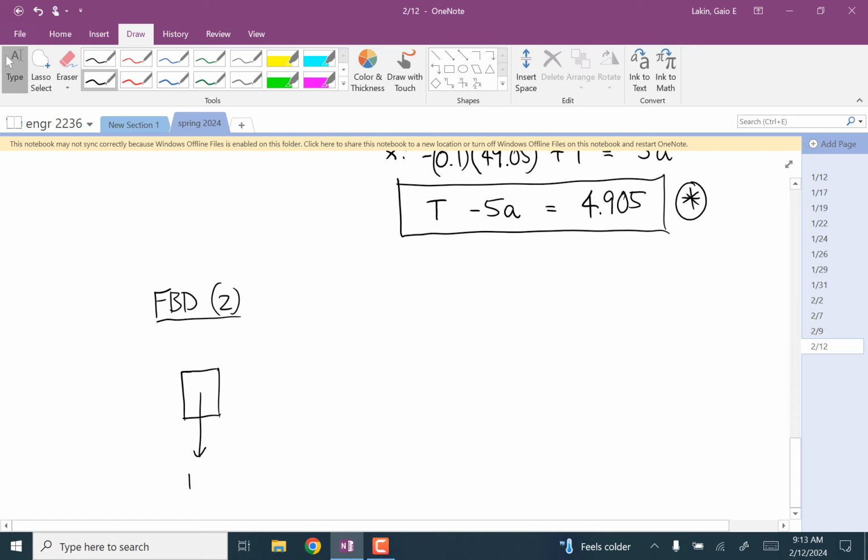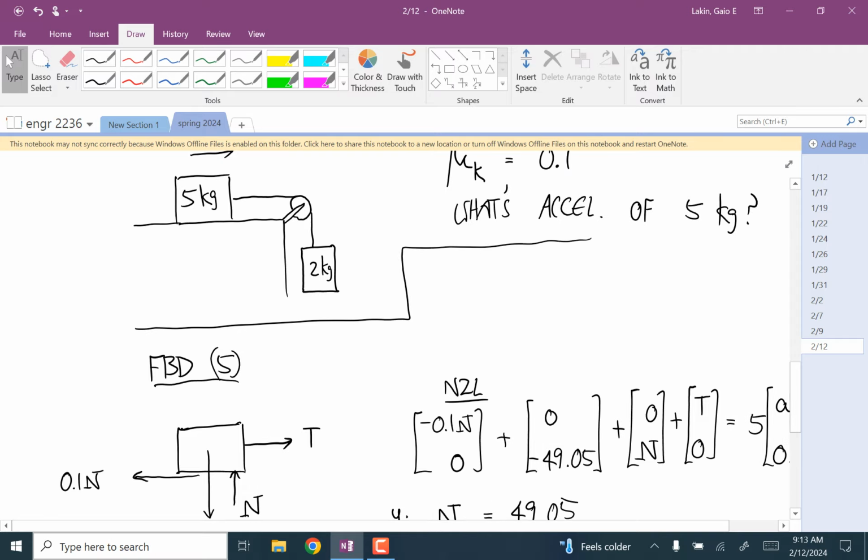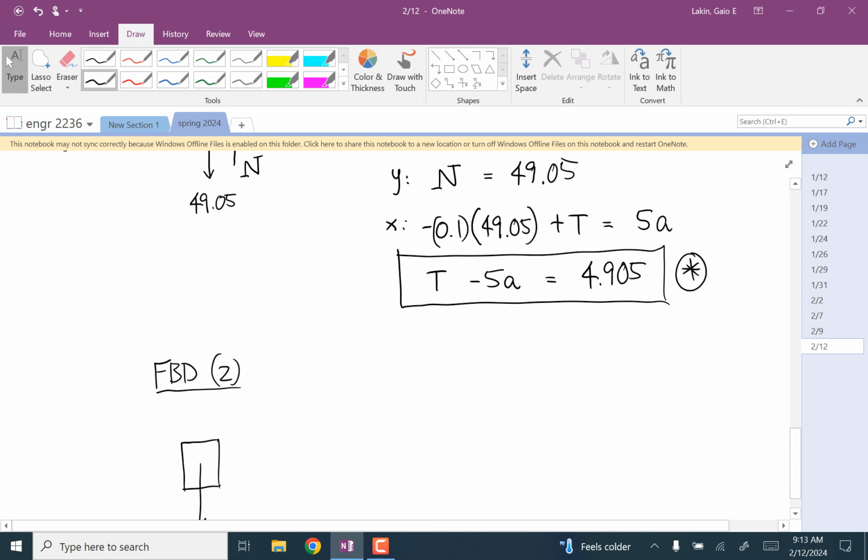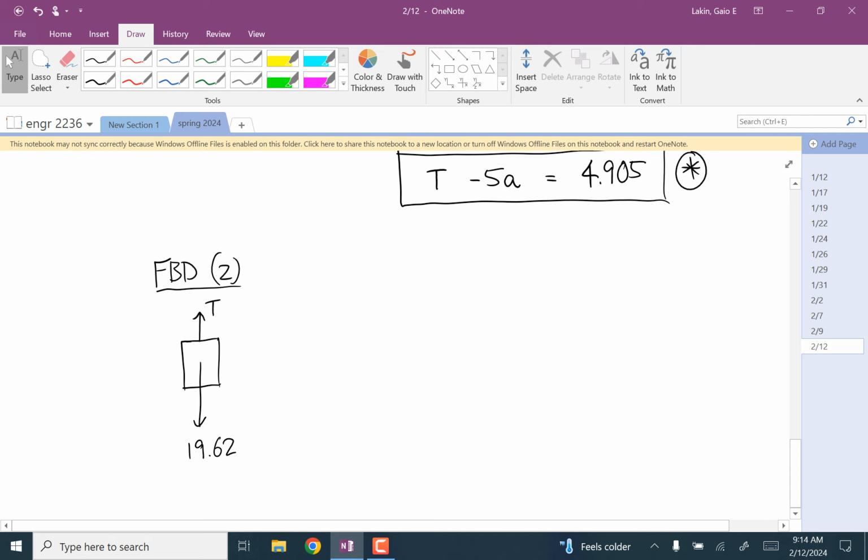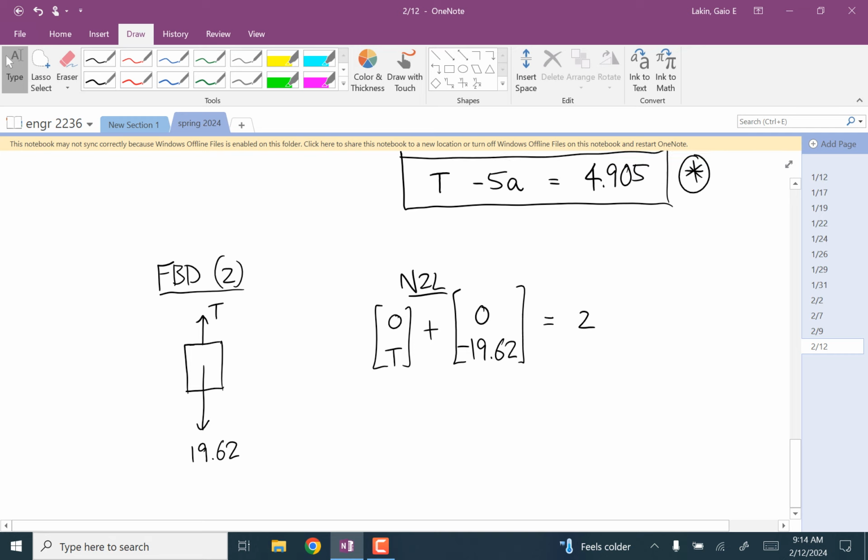So we have the weight force of 19.62. The cable force, it's the same cable as on the sliding one. So the rule is parallel to the cable, away from the body. And Newton's second law says 0 times T plus 0, negative 19.62 is equal to 2 times the acceleration. Now we have to think about the direction.